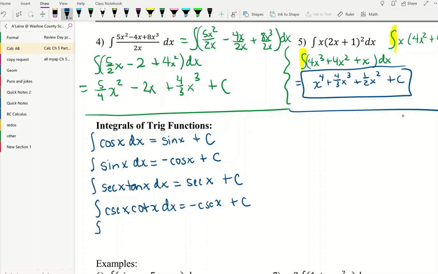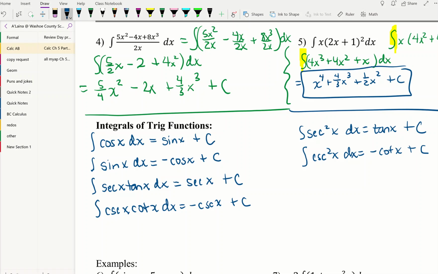The integral of secant squared of x dx, I'm going to write it over here. I'm having a little problems with that part of the screen. So the question we want to ask ourselves is, what function has a derivative of secant squared x? Well, that'd be tangent of x plus c. And what function has a derivative that is cosecant squared x dx? Well, that would be negative cotangent x plus c.